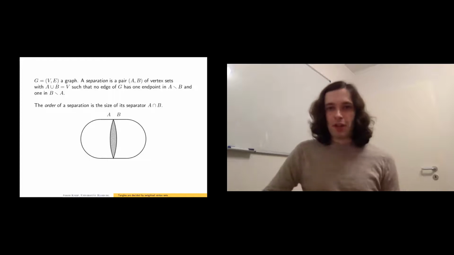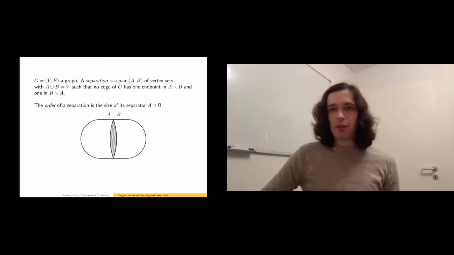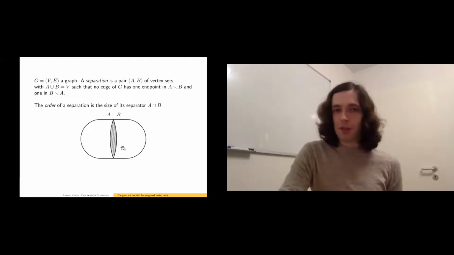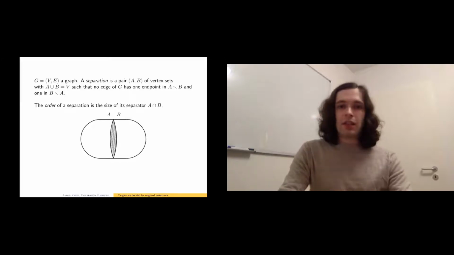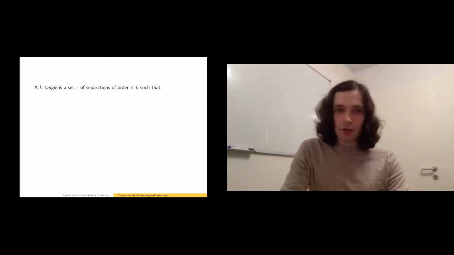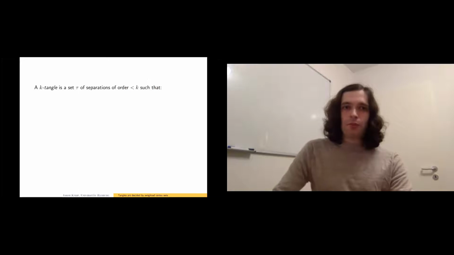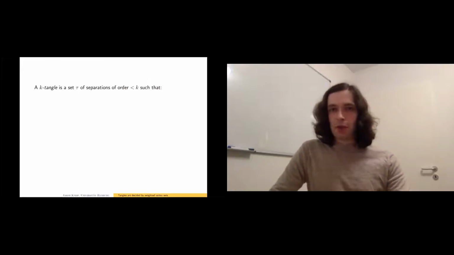So if a separation has very low order, that means that in that place in the graph, it's very easy to cut the graph into two pieces by removing just the few vertices in the separator. Now, these separations are the key to tangles, the object of today's talk. A tangle is a set of separations of order less than k, so separations, as we've just seen, where you have fewer than k vertices in the separator.